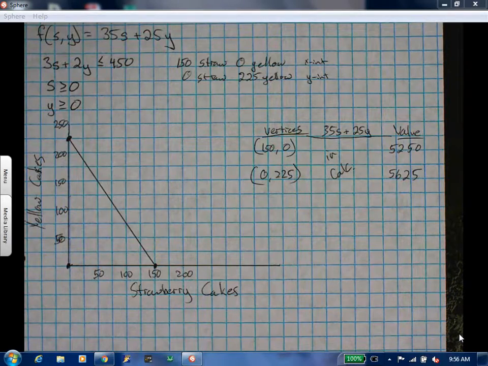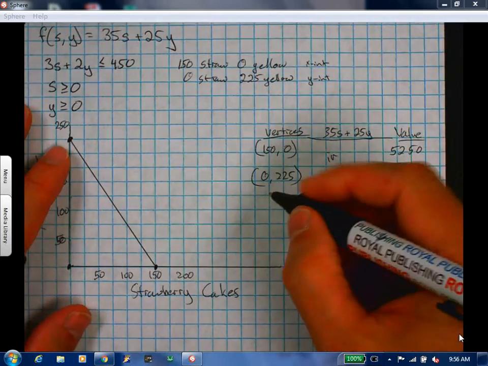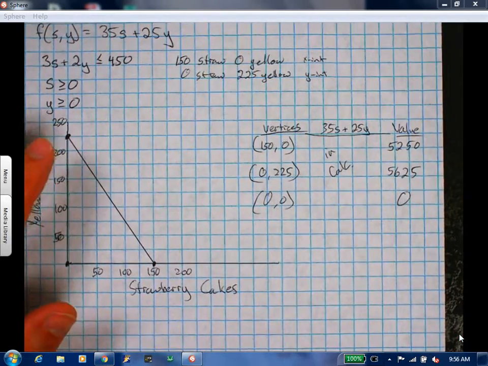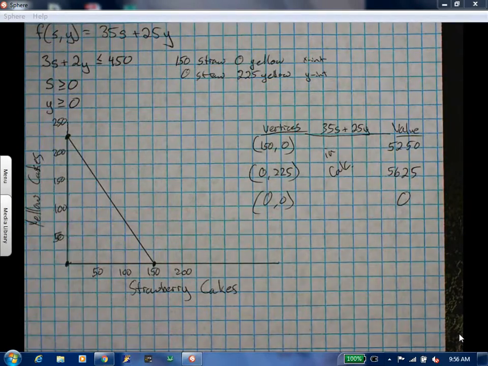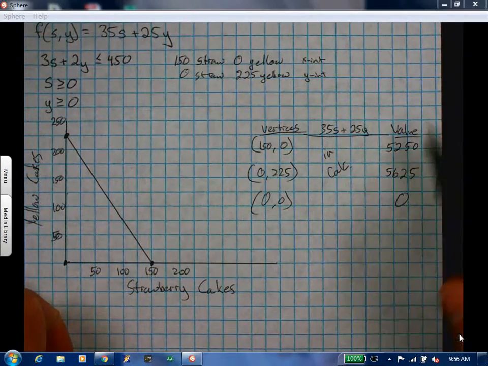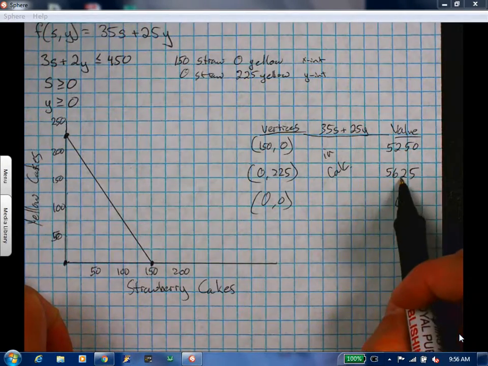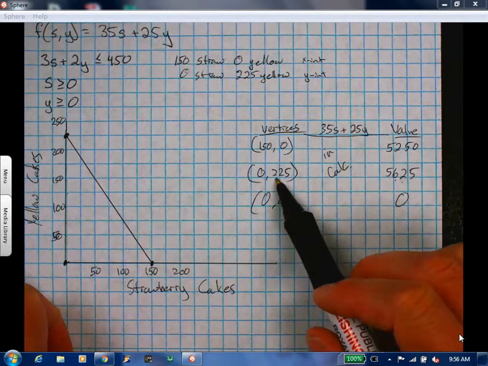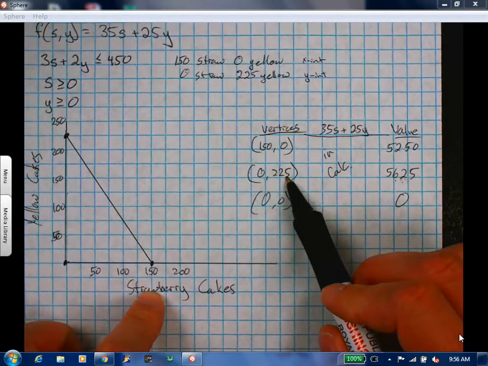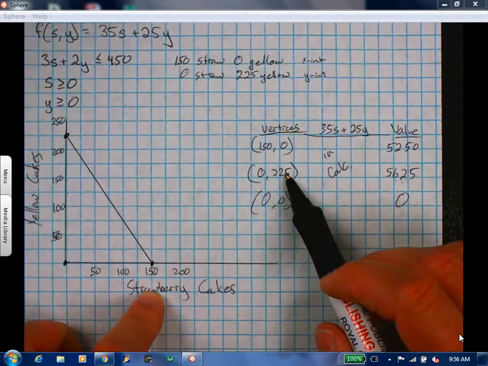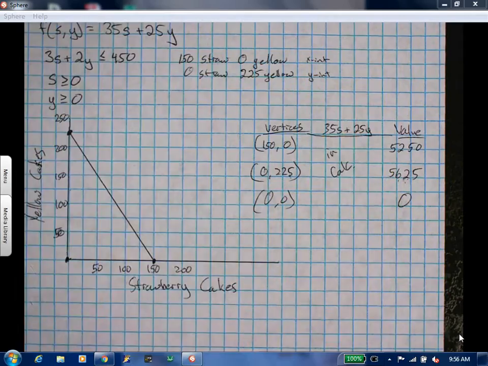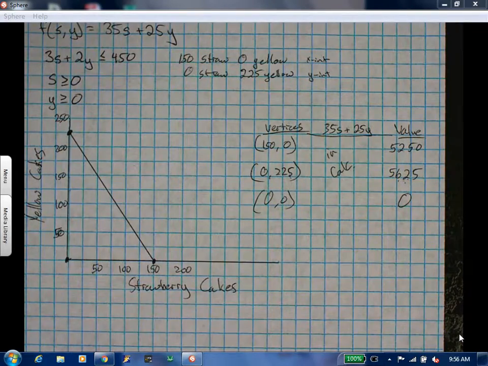Okay. So, what did they want here, though? Did they want a minimum or a maximum? They wanted to maximize their revenue. So, which creates the most money for them? And that would be producing 0 strawberry and 225 yellow cakes. So even though yellow cakes are less expensive for the consumer to buy, you can make a lot more of them. And then you can sell more of them and you can make more money than selling the more expensive ones. So it's not always the most expensive things that make you the most money.